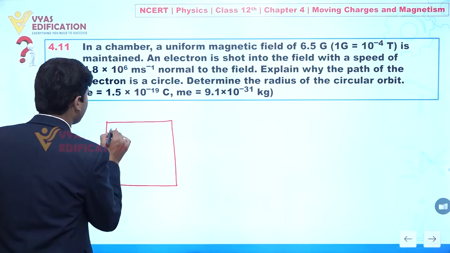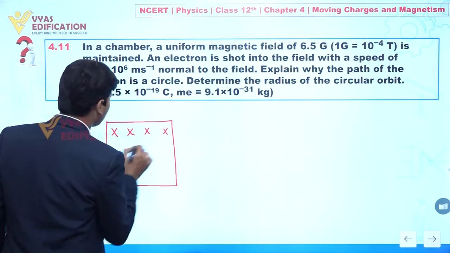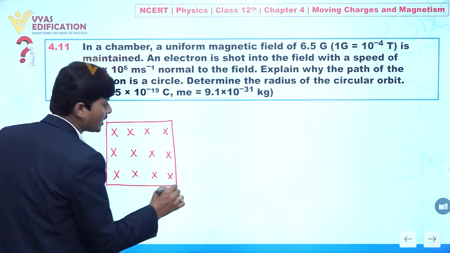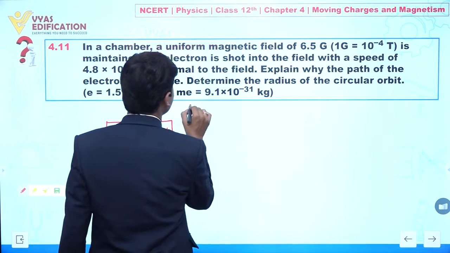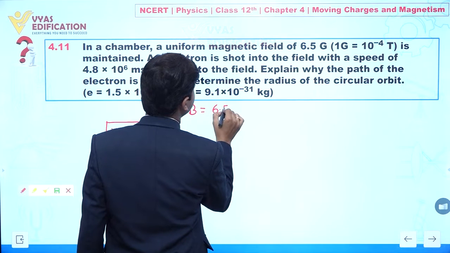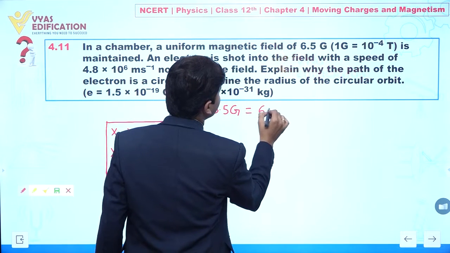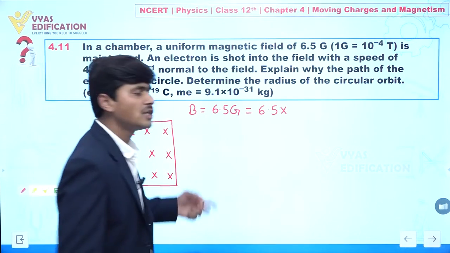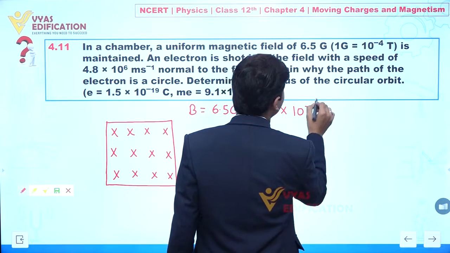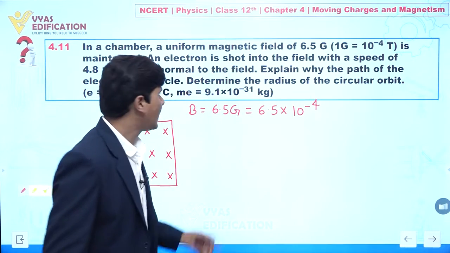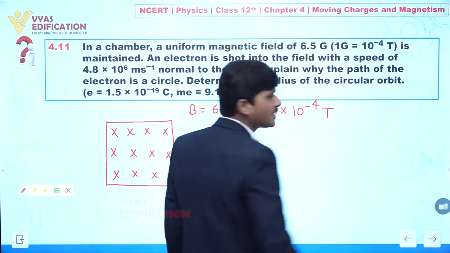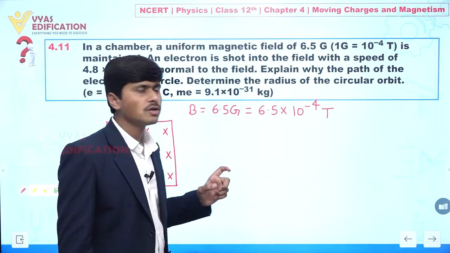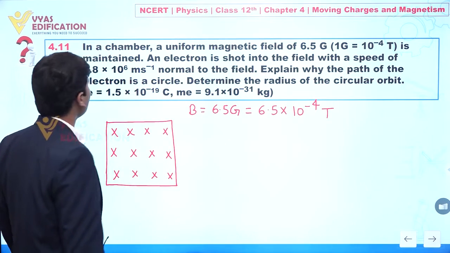Let's suppose I am assuming the magnetic field is perpendicular inward of this screen. I am just assuming. And the value of the magnetic field is given as B equal to 6.5 Gauss, or if we convert Gauss into Tesla, it should be multiplied with 10 to the power minus 4. Now we have this value in Tesla.